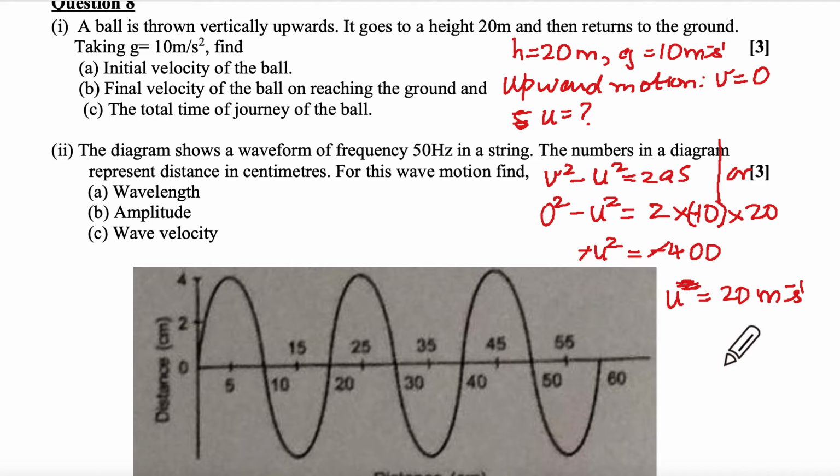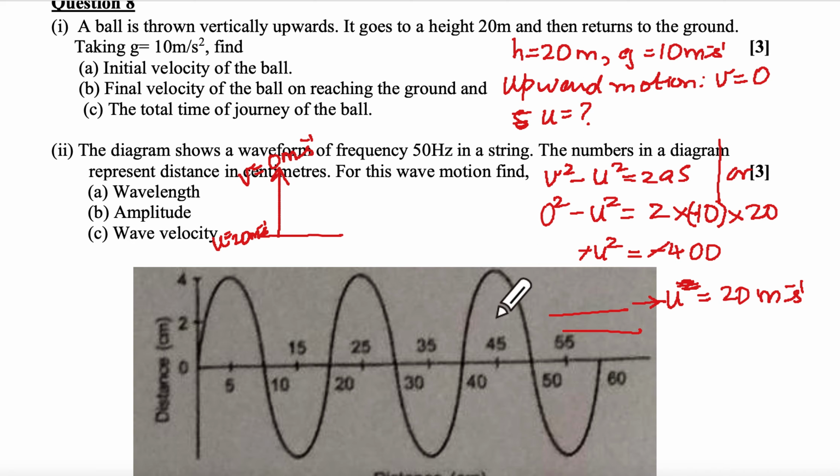Yes, ma'am. So then we write over here, this is initial velocity. Final velocity on reaching the ground. So it has gone here. So this is your 20 meter per second. And here, this was u and this was v, 0 meter per second.